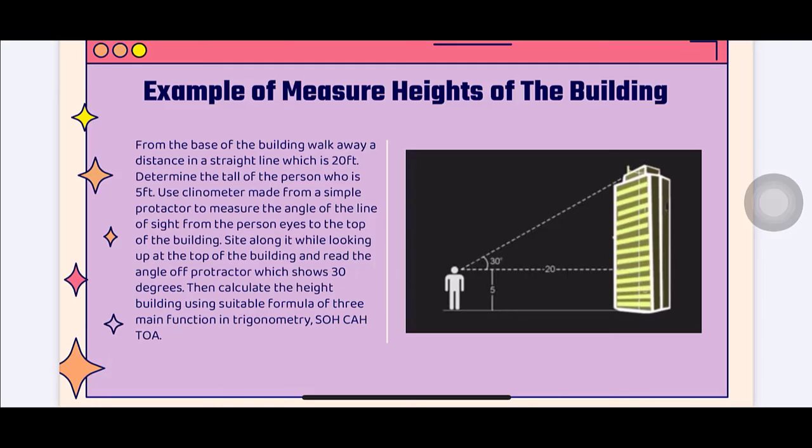Then we can calculate the height, which acts as the opposite, using the suitable trigonometry formula. After getting the opposite value, we just add the person's height to determine the whole height of the building. So I call my teammate to continue.